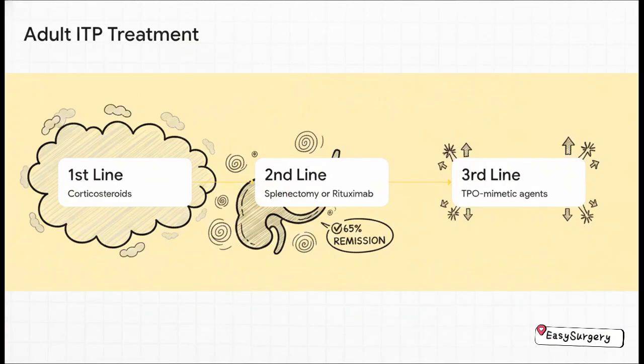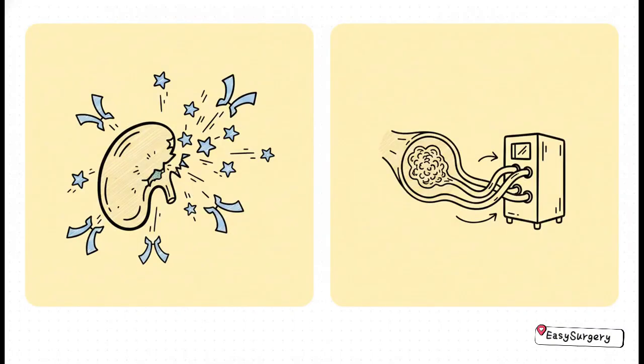Now, we absolutely have to contrast ITP with TTP, thrombotic thrombocytopenic purpura. Seriously, do not mix these up on test day. ITP is immune-mediated platelet destruction where the spleen is the main culprit, right? That's why surgery is a standard second-line fix. TTP, on the other hand, is a systemic microangiopathic hemolytic anemia. It's caused by an ADAMTS13 deficiency. So for TTP, your first-line treatment is plasmapheresis, not surgery. A splenectomy is strictly reserved as a last resort for patients who completely fail medical therapy.